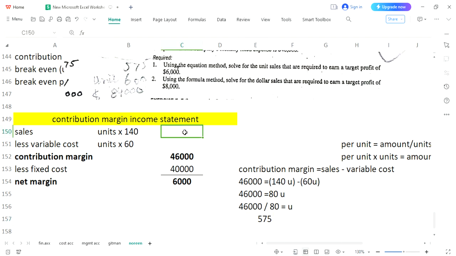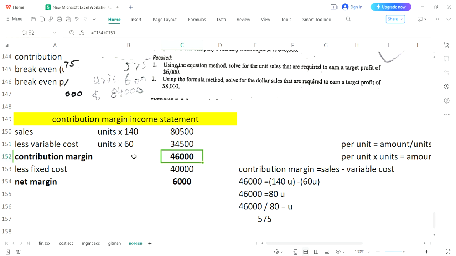How? You need to multiply units by per unit. So the units we have just calculated are 575, and you need to multiply it with per unit 140. So here the first amount has arrived. Secondly, you need to calculate your variable cost. For that you need units. How many units? 575, which we have just calculated, multiplied with 60 per unit.